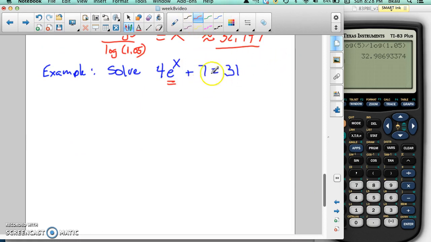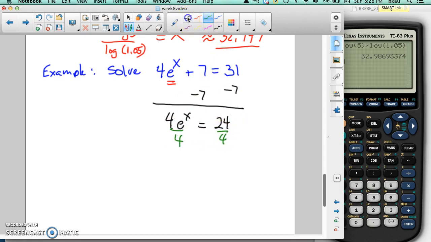So my first step here would be to subtract 7 from both sides. So we're going to get 4e to the x equals 24. And then we want to divide by 4 to get e to the x by itself. We would then get e to the x equals 6.